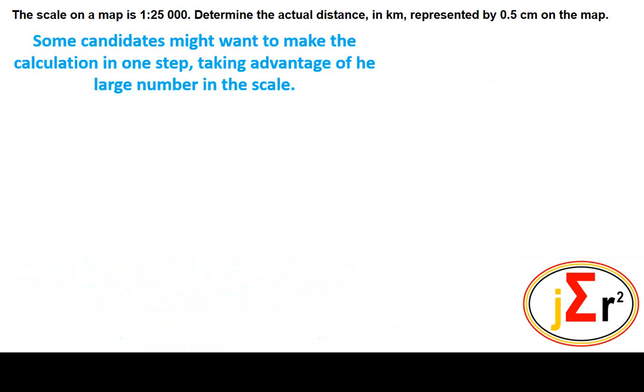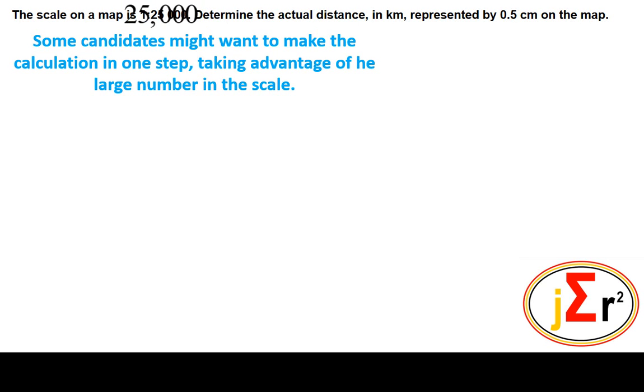The scale on a map is 1 to 25,000. Determine the actual distance in kilometers represented by 0.5 centimeter on the map. Some candidates might want to make the calculation in one step, and they will do that by taking advantage of the large number in the scale.